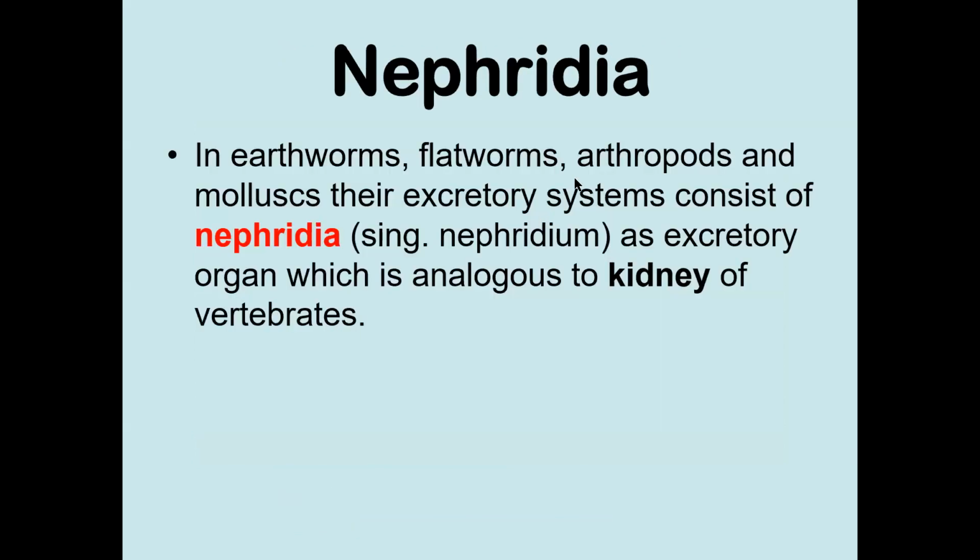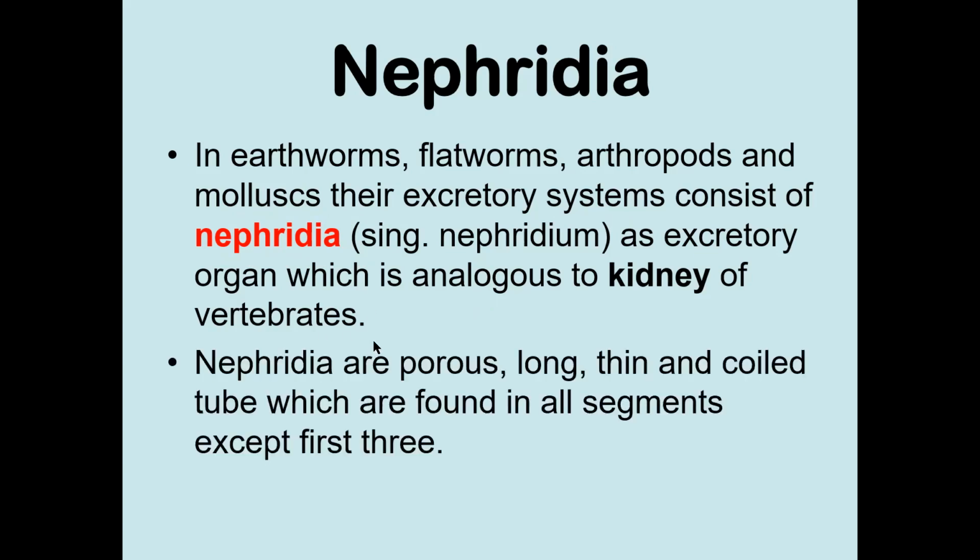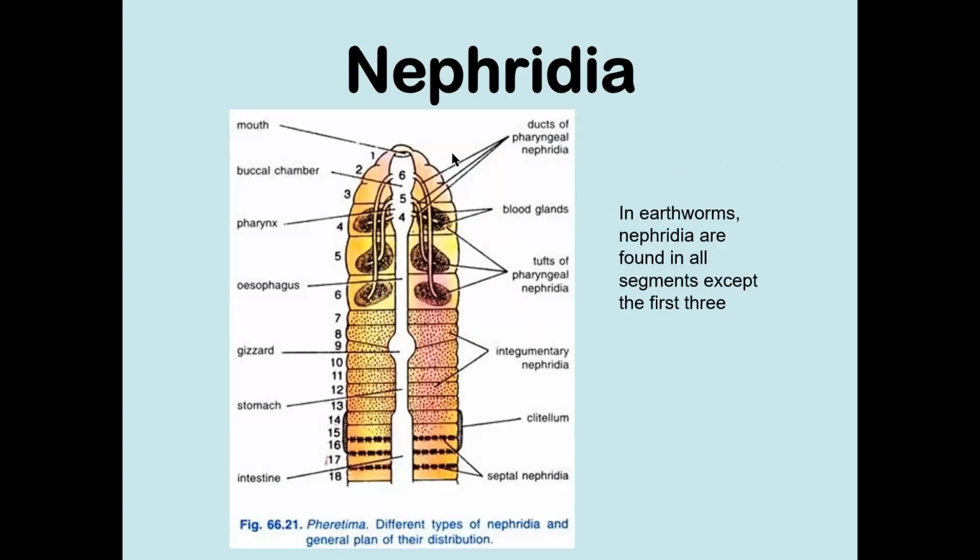Now there's earthworms, flatworms, arthropods, that means anything with a jointed leg, and mollusks. They all have these excretory systems called nephridia. That's the plural of nephridium, which is an analog of kidneys in vertebrates. So these nephridia are porous. They're long, thin, coiled, and they're found in all the segments except the first three. So here's a worm.